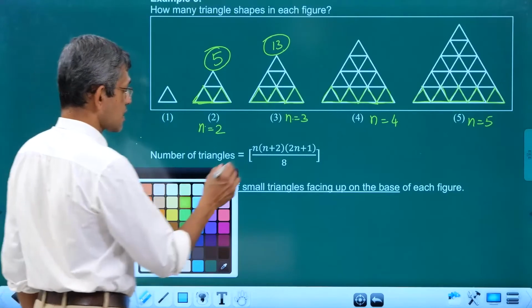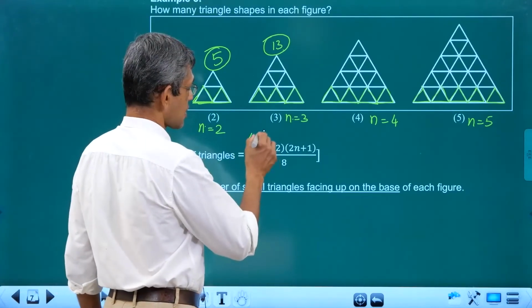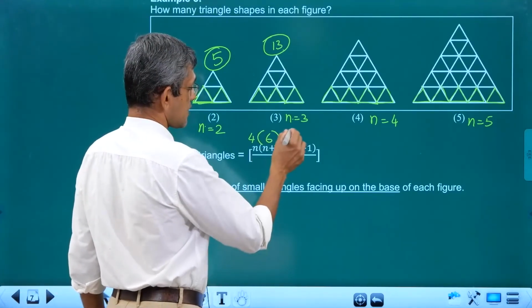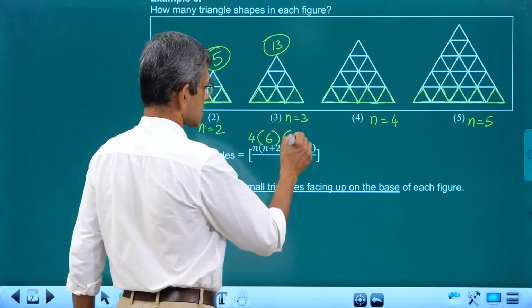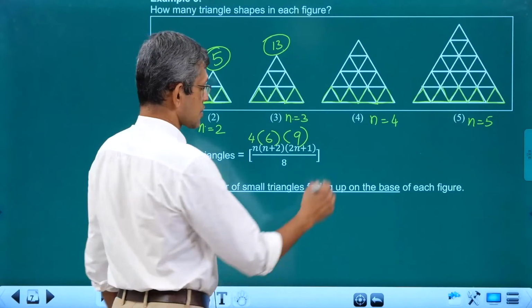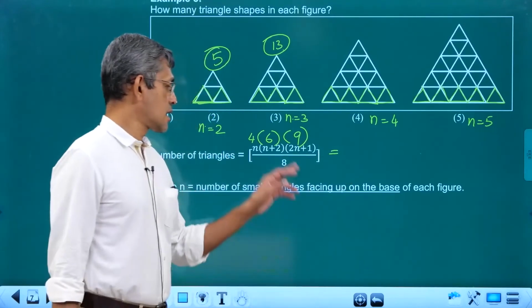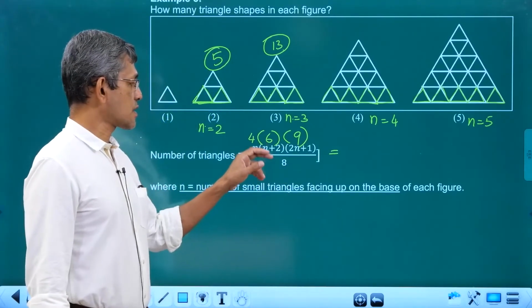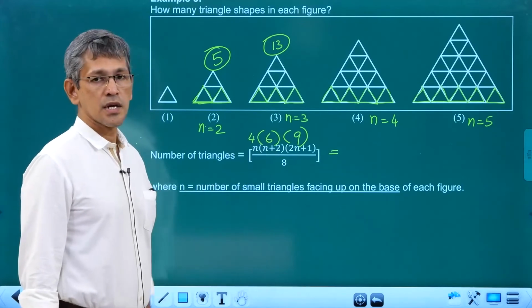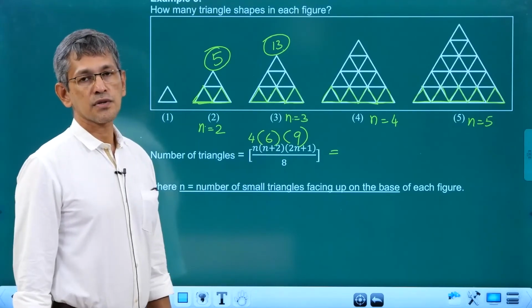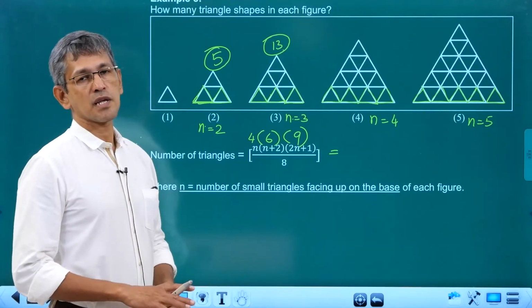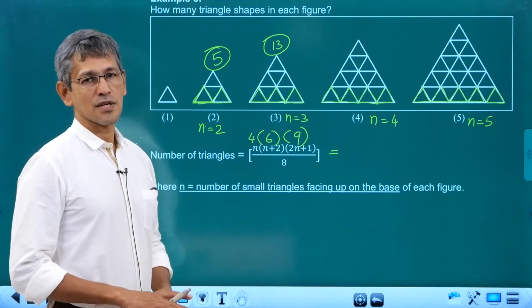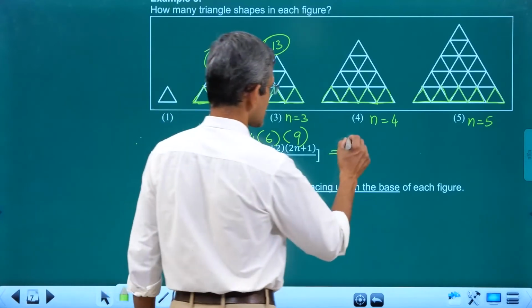n is equal to 4. This is 4. 4 plus 2 is 6. 2n, 4 into 2, is 8. 8 plus 1 is 9. So how much do you get? 6 into 4 is 24. 24 into 9: 24 into 10 is 240, so 24 into 9 is 240 minus 24. 240 minus 20 is 220, so 216. 216 by 8.